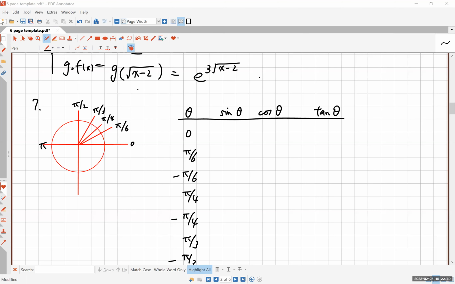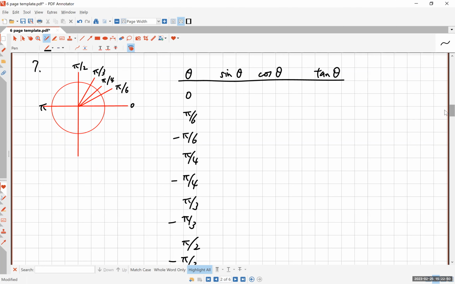Okay, so number 7 is a huge summary of sine, cosine, and tangent. It's trigonometry, right? And I do want you to know these values for the standard angles without using the calculator, right? How do you remember these things? This is so complicated, right?